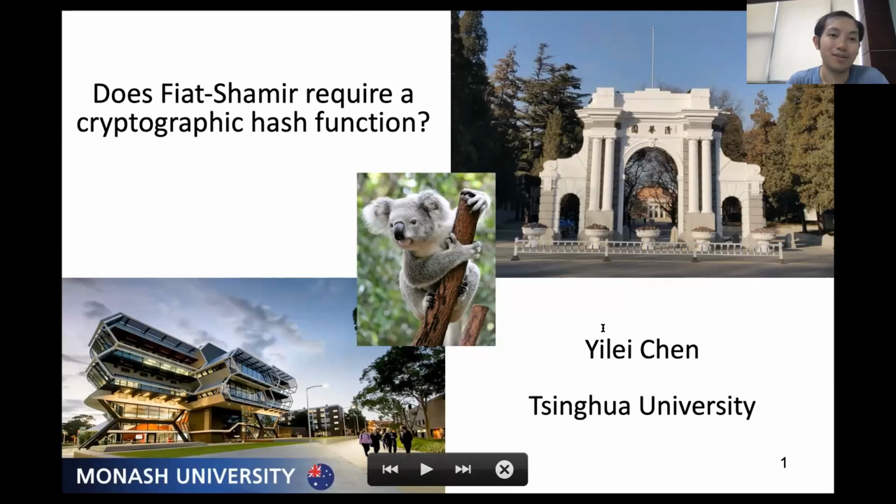This talk will be about a question. The title is a question: does the Fiat-Shamir transformation require a cryptographic hash function?